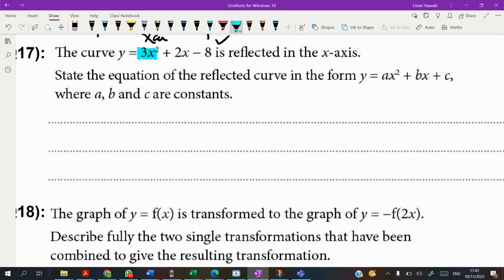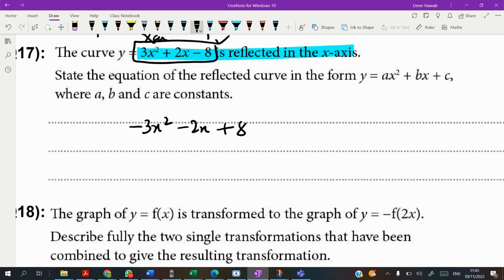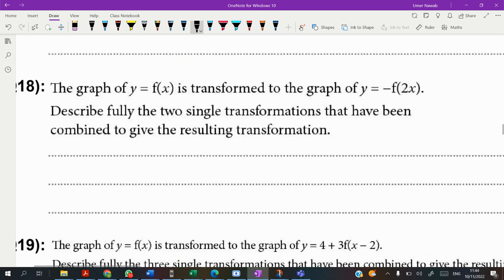When I want to reflect anything about the x-axis, it means the whole output has to change the sign. So everything will be changed. So I'm going to write -3x squared minus 2x plus 8, because in the x-axis, you remember f of x becomes minus f of x. So the whole equation will be multiplied with the minus sign. So state the equation of the reflected curve. So this is -3x squared minus 2x plus 8.